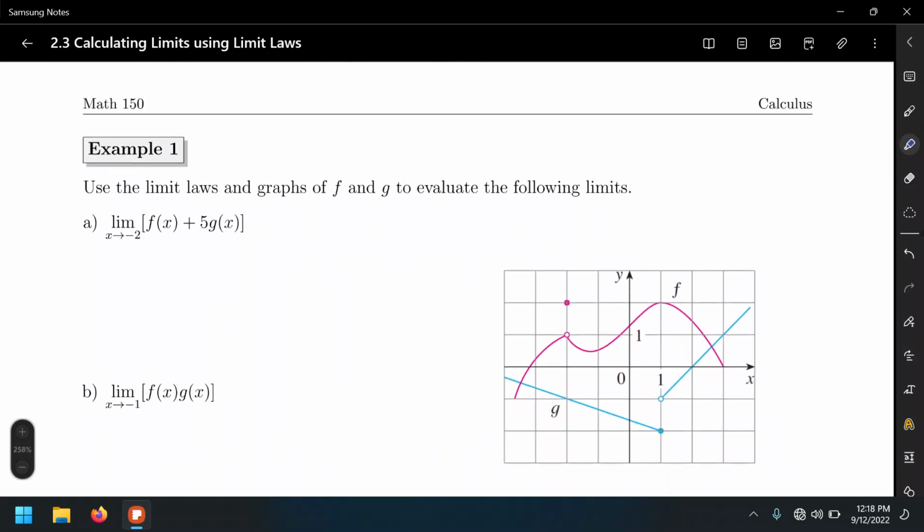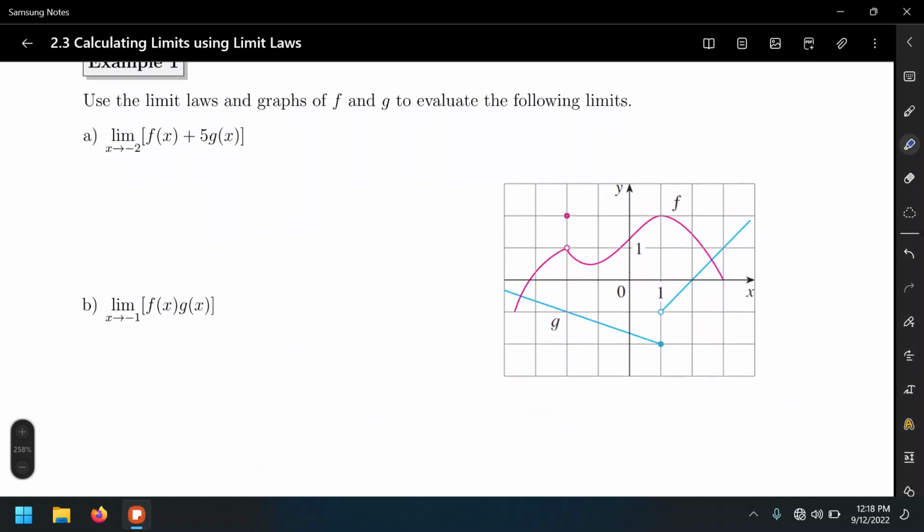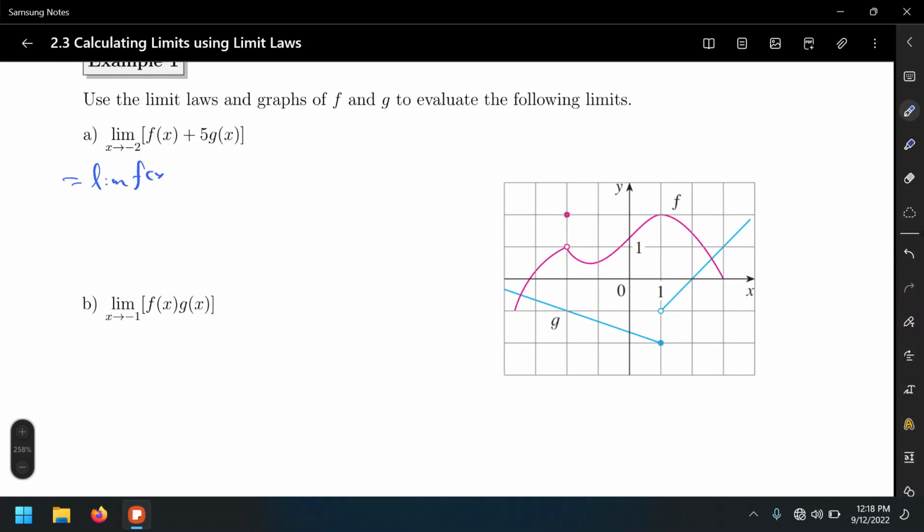But now, from this graph right here, let's use the limit laws and the graphs of f and g to evaluate the following limits. So this can be rewritten as the limit of f of x as x approaches negative 2, plus 5 times the limit of g of x as x approaches negative 2. In this case, we're going to get the results from the graphs.